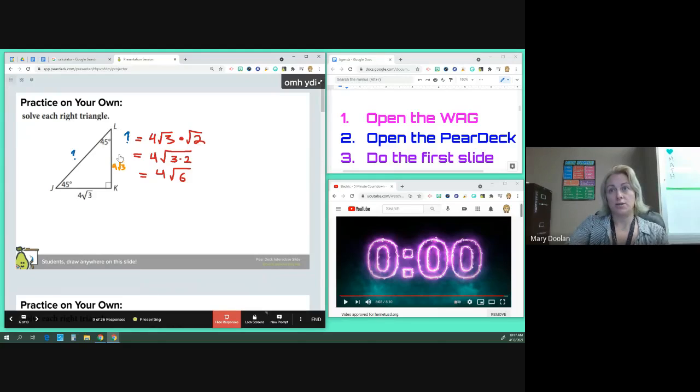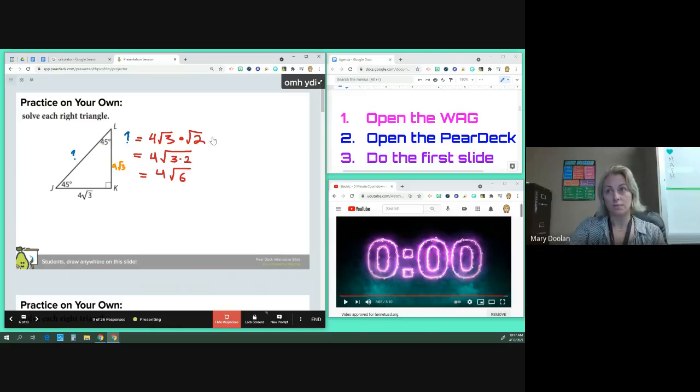This first person recognized that they were given a leg length of 4 square root of 3. Since this is an isosceles right triangle, a 45, 45, 90 triangle, this leg is also 4 square root of 3, and so they wrote that in. The hypotenuse is unknown, so they have a question mark. They know that if they take the leg length that's given and multiply by the square root of 2, that's going to equal the hypotenuse length.